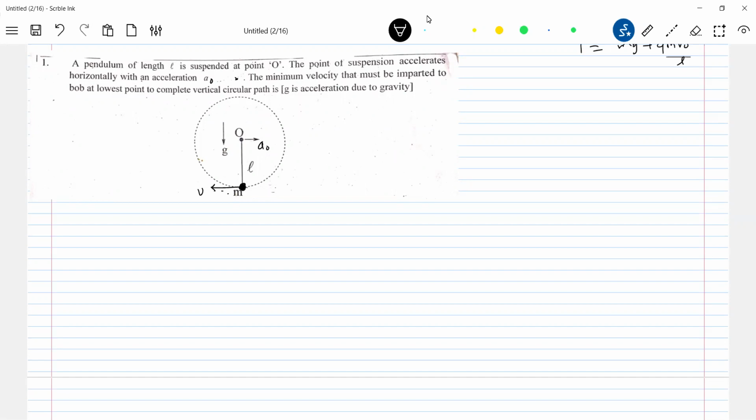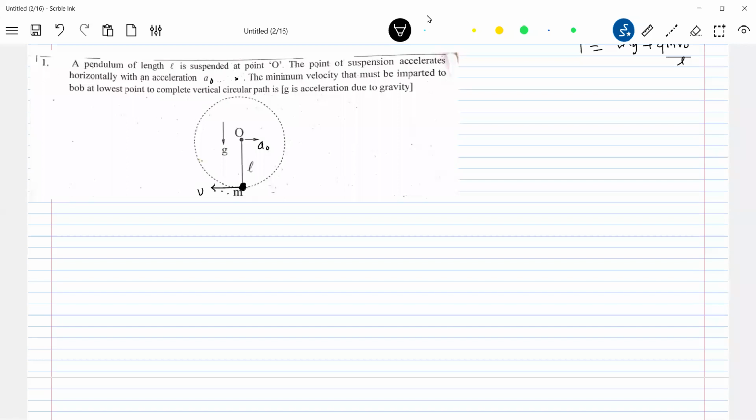So what is the basic idea? You have to identify the critical point, and at the critical point, if the bob has the critical velocity, it will complete the circular path. And to get the minimum velocity, you should apply the energy relationship between the initial point of projection and the critical point.